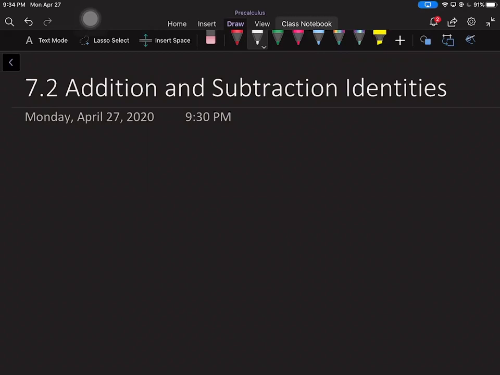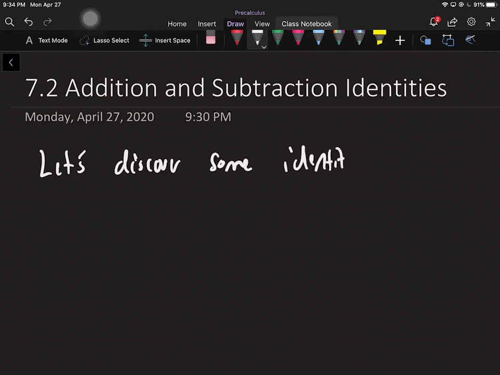Today we're going to be talking about section 7.2, which is about the addition and subtraction identities. So first what we're going to do is we are going to create them. So let's see how to do that. That's always more fun than using them. So let's discover some identities, which remember, it's just relationships between the trig functions.